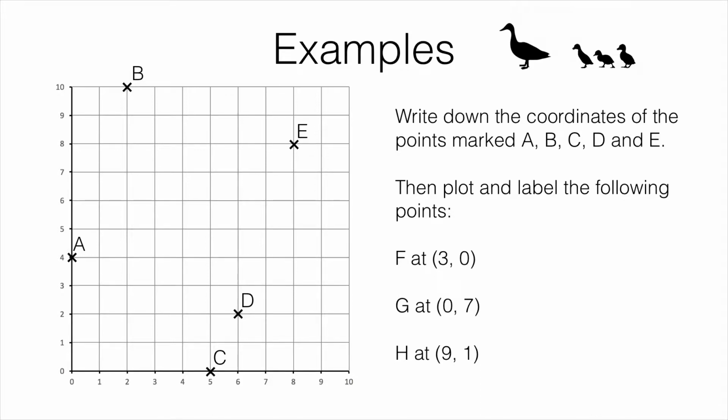In this video, we are looking at coordinates. The first thing we're going to look at is the grid itself. Here we have a grid. It's called a Cartesian grid, and it's named after a French mathematician and philosopher called René Descartes.